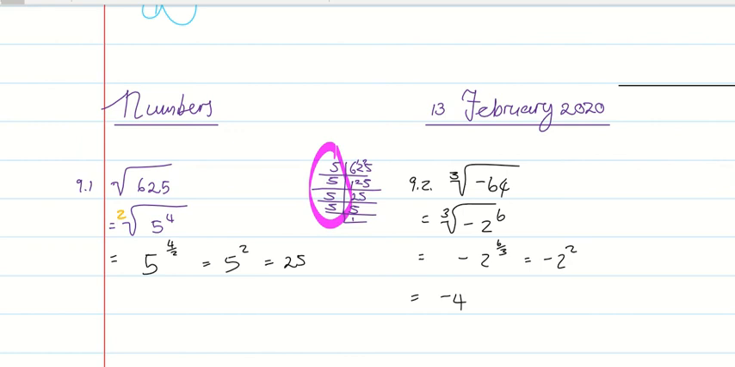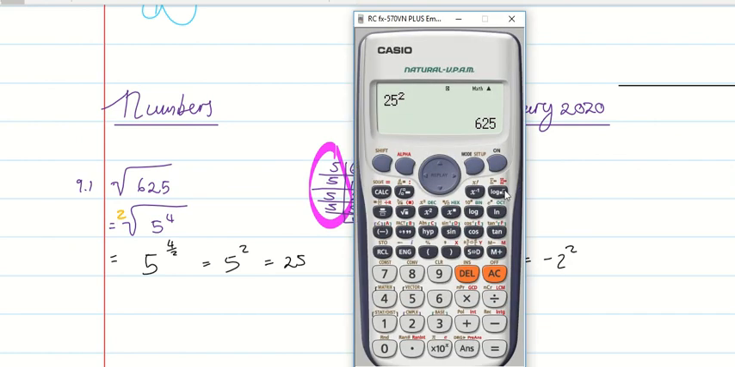How can I check my answer? I can check my answer by doing the following. I can go to my calculator. Alright, they ask me to do this without a calculator. However, you can go check your answers. Only check, but I need to see the calculations. Alright, so negative 4 times negative 4 times negative 4 is equal to negative 64. Alright, so that is my cube root.